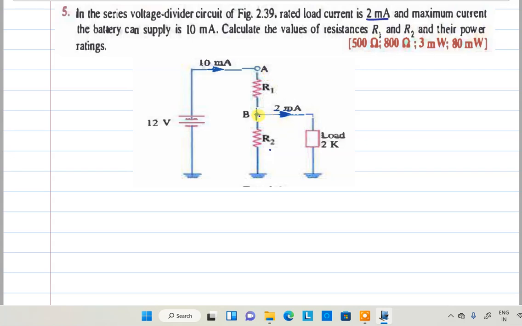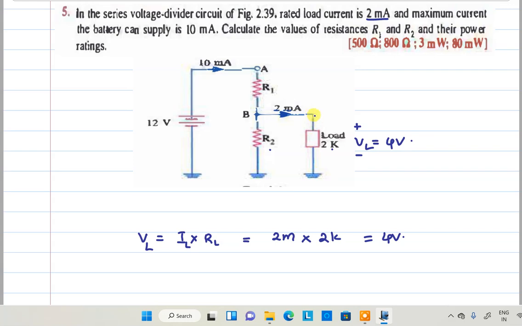Once you want to calculate this, this is a current, this is a resistance. We can find out the voltage. That voltage is equal to I into R. For example, load voltage is equal to IL into RL. What is IL? 2 milliamperes. What is RL? 2K. That is equal to 4 volt. So VL is equal to 4 volt.